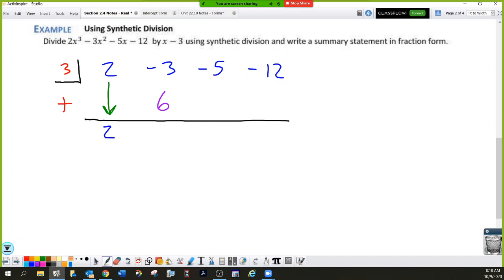You see that plus sign? Add straight down. -3 plus 6, yep, that's 3. Now again, multiply, put the number right there. 3 times 3 is 9. Add straight down, 4.